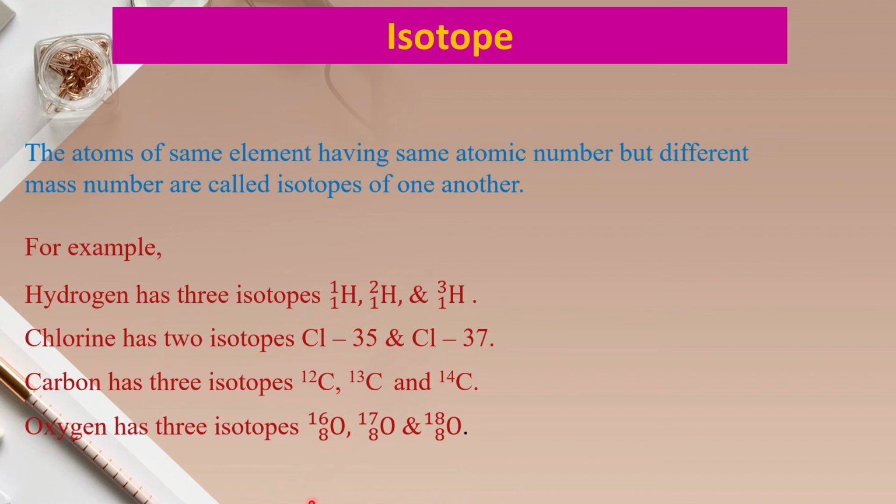In your previous class, in standard 8, you learned that isotopes can be written this way or this way. Now when isotope comes, at the same time two other terms come. These are isobar and isotone.